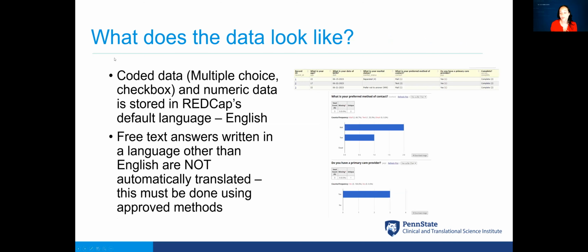So a really big question is, what does the data look like then? If I have a bunch of records in different languages, what does it look like when I go to pull the data? And this is a really cool feature of this module in that your coded and numeric data are going to be stored in REDCap's default language, which is English. So if you look at this top screenshot here, these 3 records, I took all of the surveys in a different language. So this one was English, I think this one was Spanish, and this one was Chinese. And as you can see, all of my answers are stored as English.